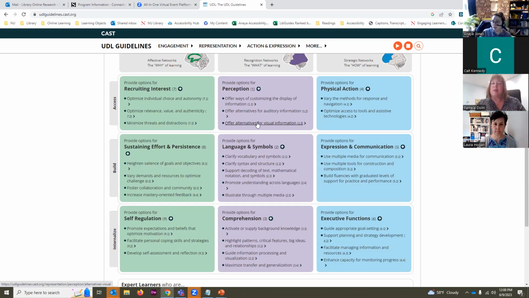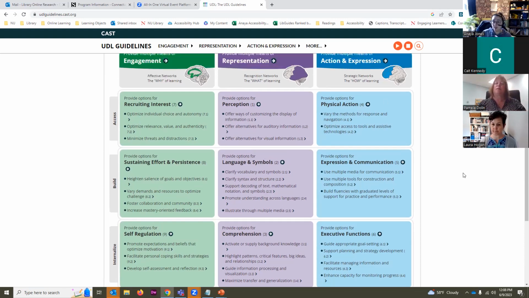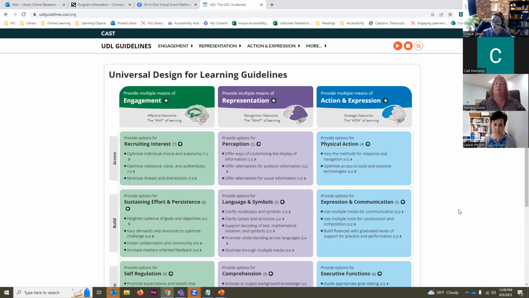There are other resources like this website that you would recommend for folks who are new to UDL, especially ones who don't have a library instruction community at their institution? Yeah, so this is sort of the resource in that it is the guidelines.